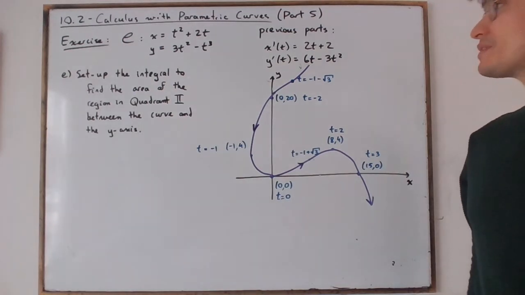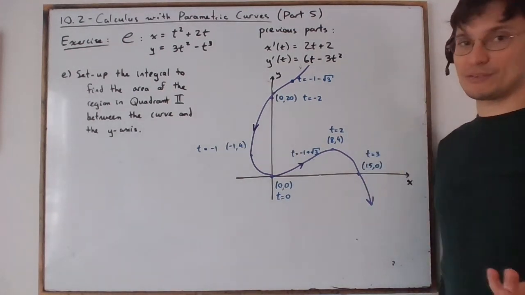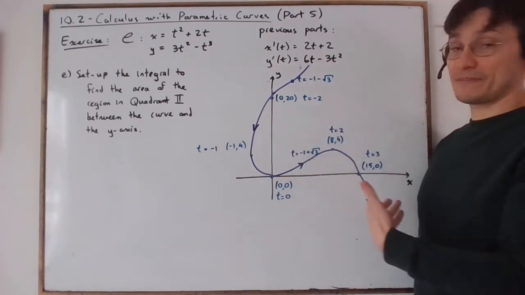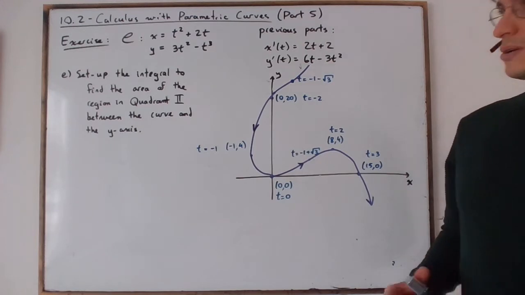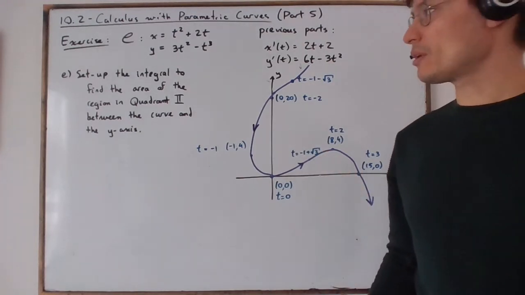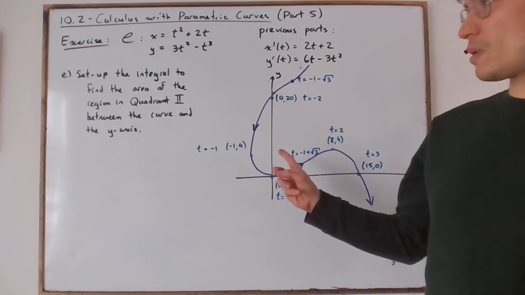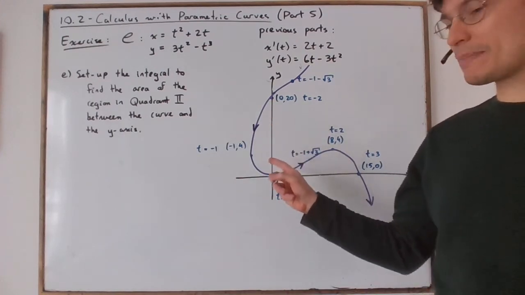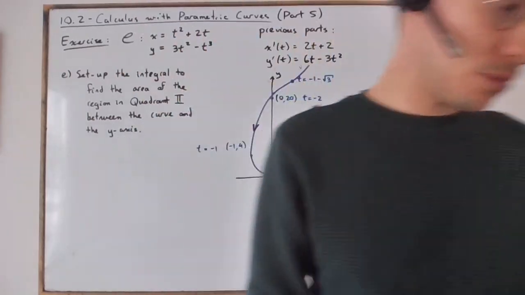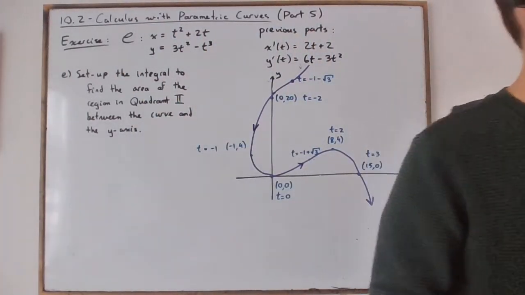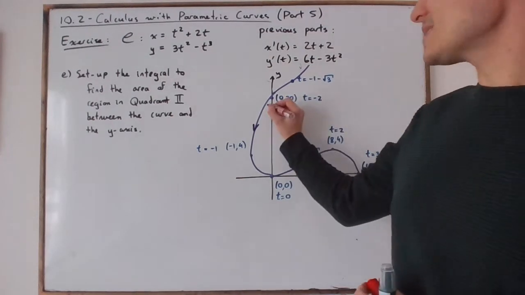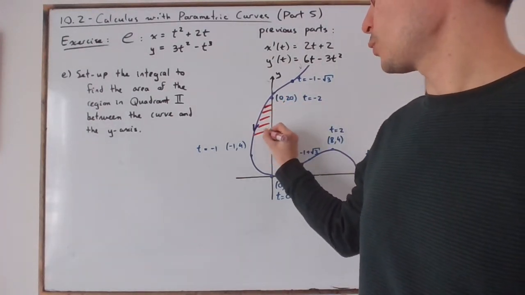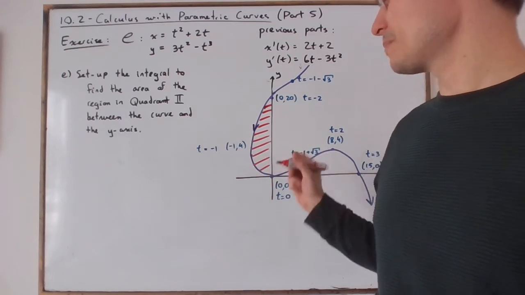So what do we need from the previous parts? We need the derivatives, but they're easy to fetch. And we need the curve that we sketched, with all the information that we had before. So, setting up the integral for the region in quadrant 2. First of all, which region are we talking about? We're talking about this region, in red. We want to find the area of this region.